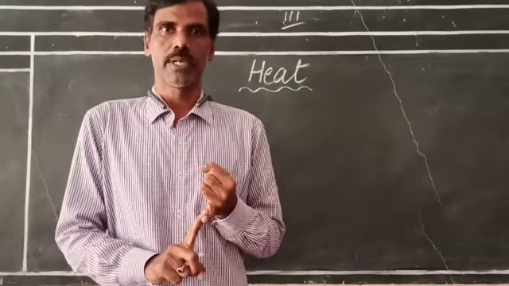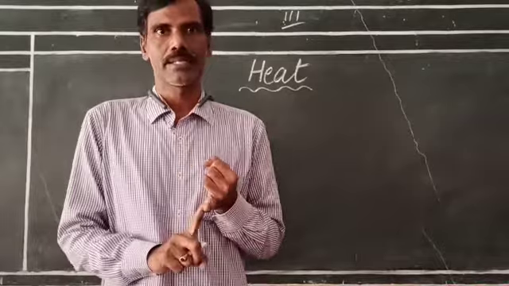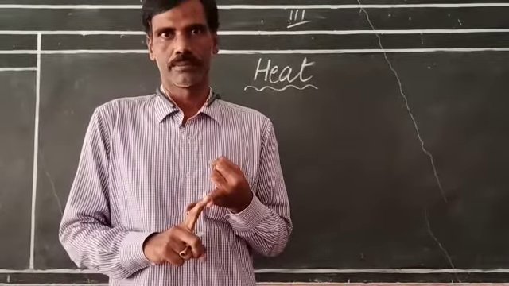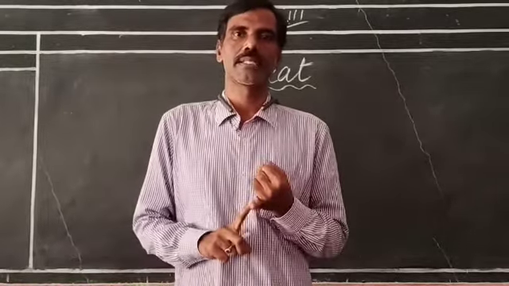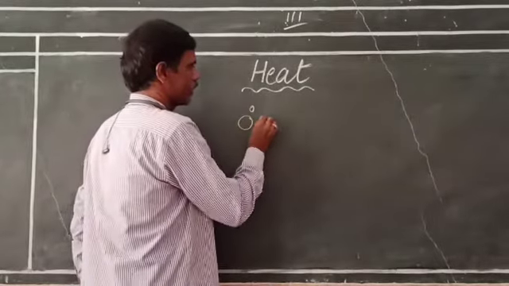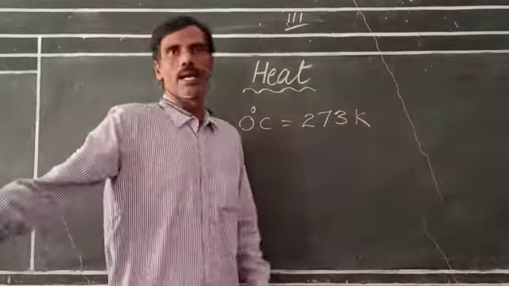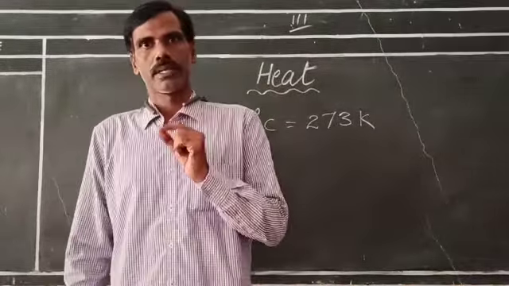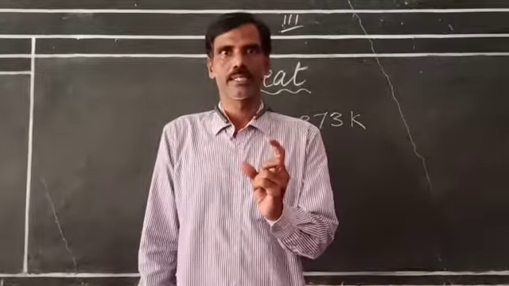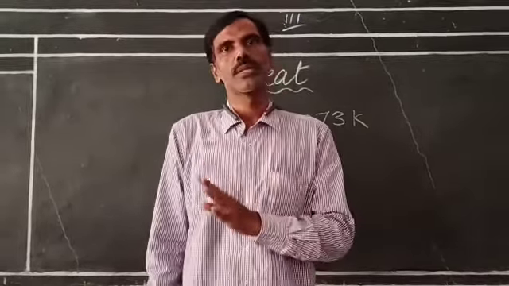It is measured with a thermometer and it is measured in units, degrees Celsius in CGS system and Kelvin in SI system. The relation between degrees Celsius and Kelvin was also discussed in an earlier class. That is, 0 degrees Celsius is equal to 273 K. Here I am discussing the conversion of degrees Celsius to Kelvin. Degrees Celsius can be converted into Kelvin by adding 273 to the degrees Celsius.